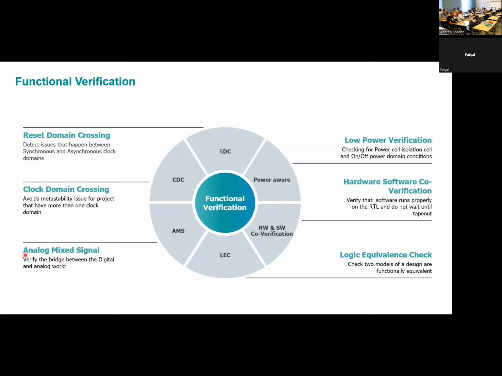So it can be analog mixed signal verification, where we have, for example, an analog part in our design. So we need to verify the boundary between the analog and the digital world. This is one verification type that's called AMS, analog mixed signal verification.